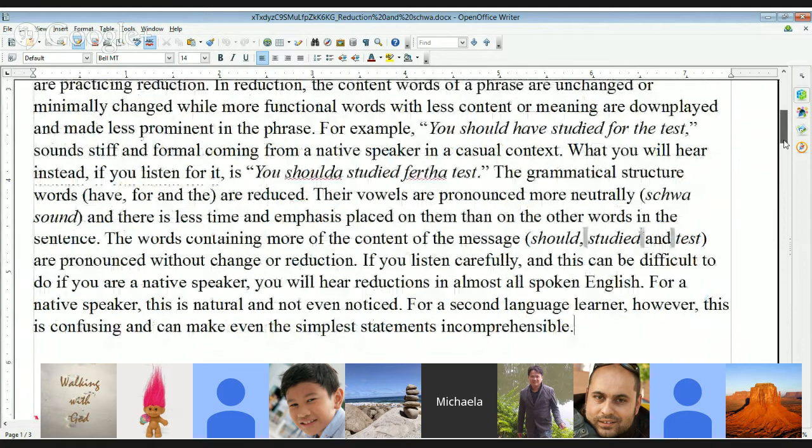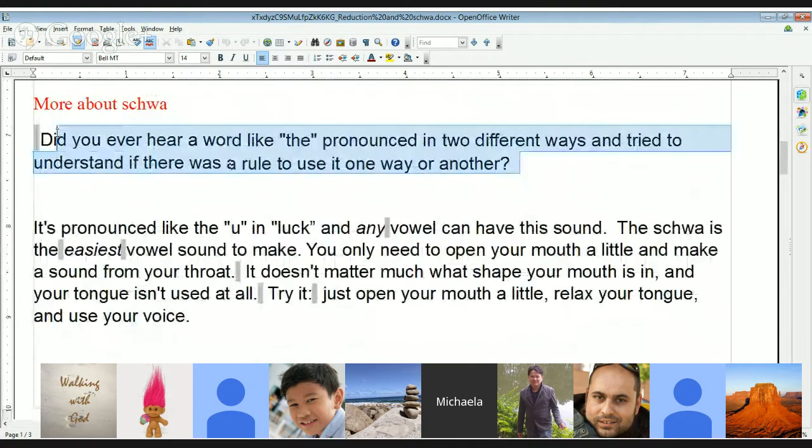Okay, so let's talk a little more about the schwa. Did you ever hear a word like "the" pronounced in two different ways and tried to understand if there was a rule to use it one way or the other? This is a question I've gotten from students frequently. Sometimes a person will say "thee elephant," and other times they will say "thuh elephant." Have you guys noticed that?